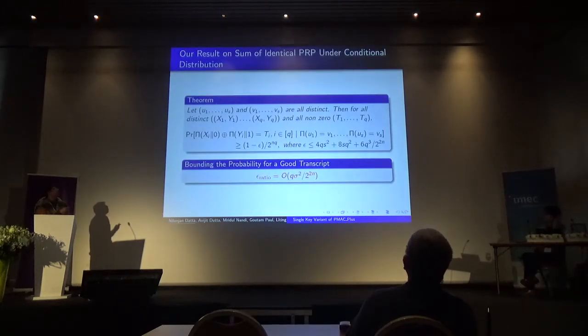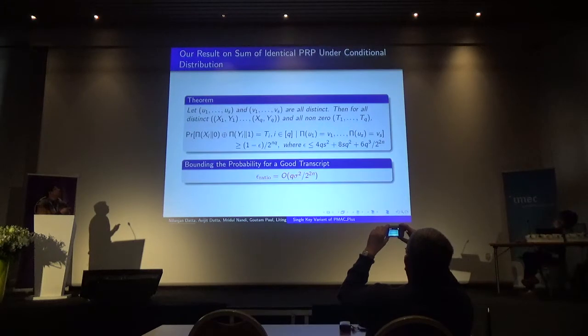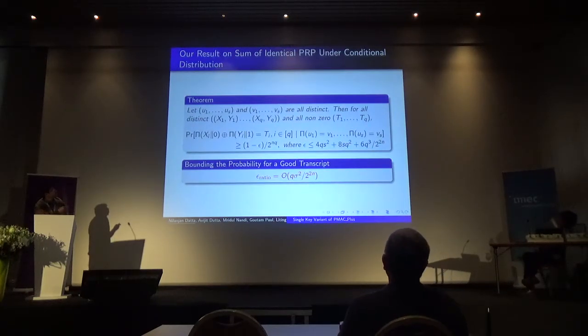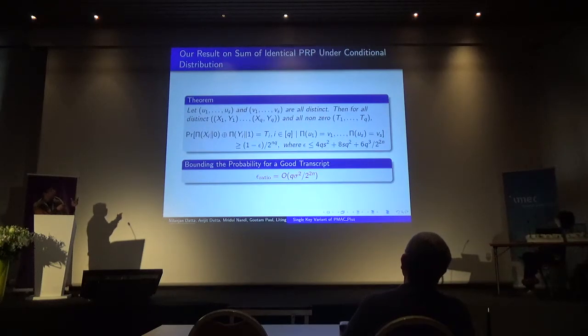So here we found this result that u1 to us and v1 to vs are all distinct. Then for distinct pairs x1, y1 up to xq, yq, and non-zero t1 to tk, the probability that pi of xi concat 0 or pi of yi concat 1 is equal to ti can be bounded by order of q s square, where s is the number of already fixed permutations.